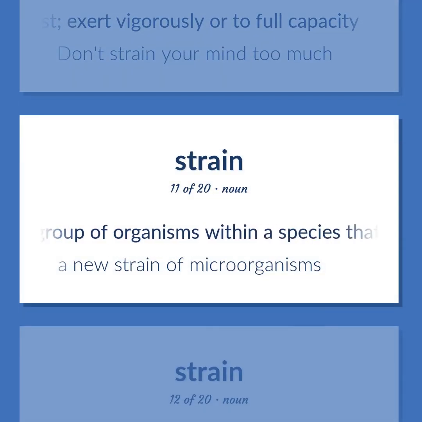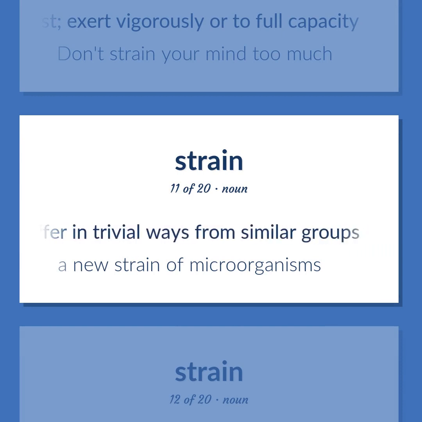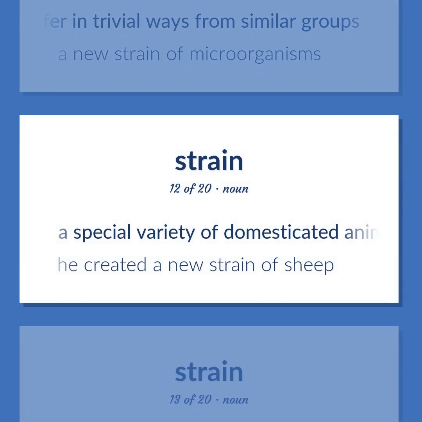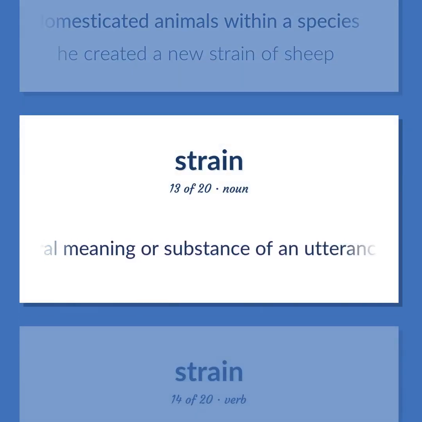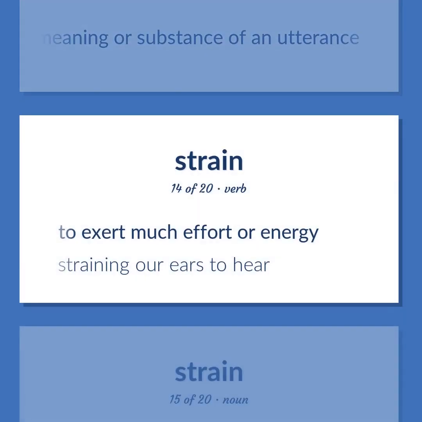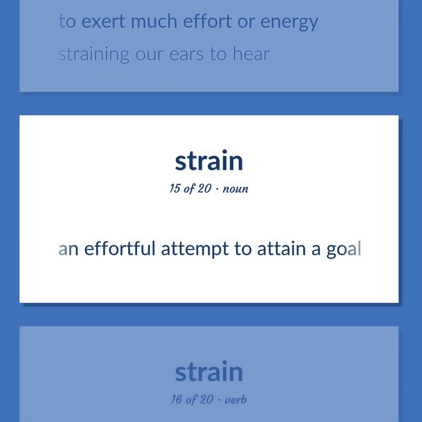Biology. A group of organisms within a species that differ in trivial ways from similar groups. A new strain of microorganisms. A special variety of domesticated animals within a species. He created a new strain of sheep. The general meaning or substance of an utterance. To exert much effort or energy. Straining our ears to hear. An effortful attempt to attain a goal.